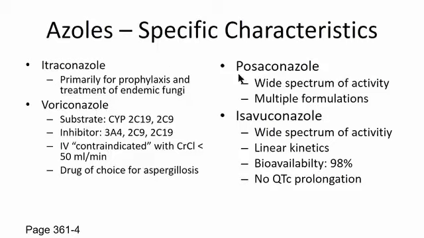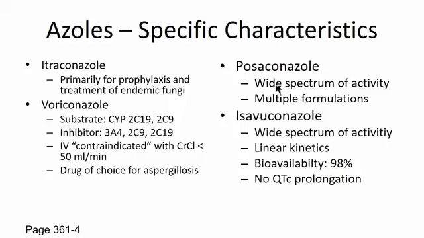Voriconazole, so all of the azoles have drug-drug interactions, but of all of them, I would say Vori has the most press. So if you have a drug-drug interaction question involving the azoles, I would say most likely you have to be with Vori. In terms of Vori, it is a 2C19 and 2C9 substrate, and also an inhibitor of 3A4, 2C9, 2C19. By the package insert, it is contraindicated when you have a creatinine clearance of less than 50. It's because the IV component has a diluent that is not cleared renally. Vori is the drug of choice for aspergillosis.